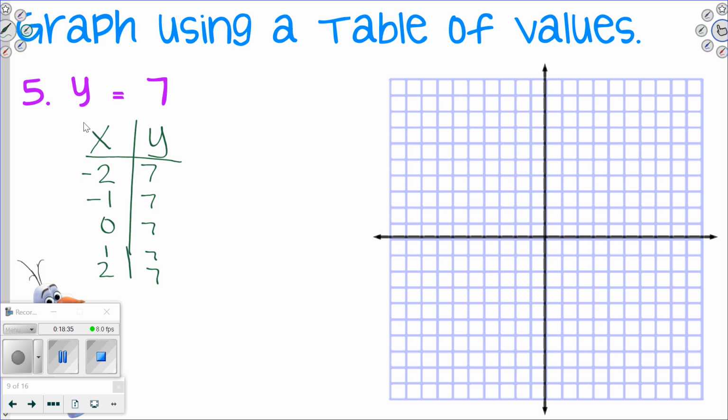So when I plot my points, what really is happening here? Yep, it's just going to be a horizontal line. People always confuse themselves on horizontal lines versus vertical lines. But if you think about making your xy table, it doesn't matter what x is, y equals 7. Nothing changes that. I could put in anything I want for x, and y is still 7 every single time.